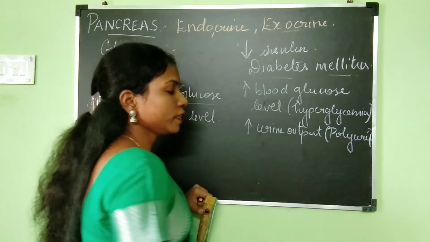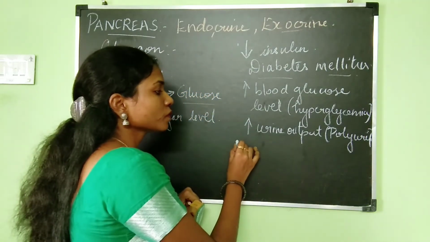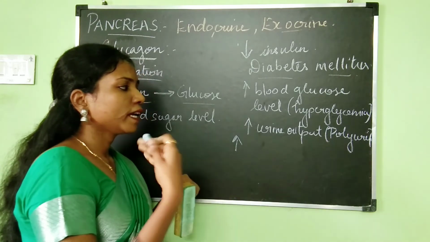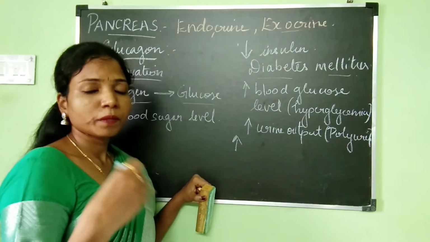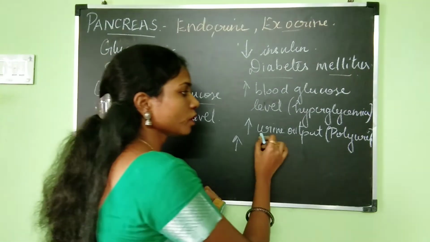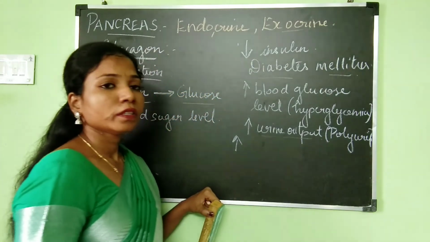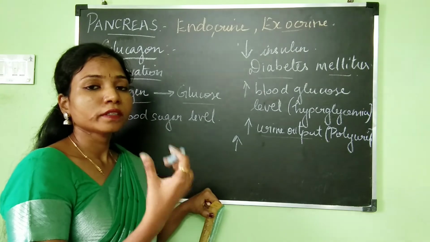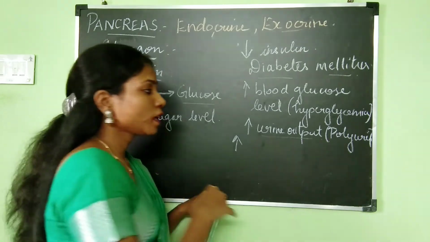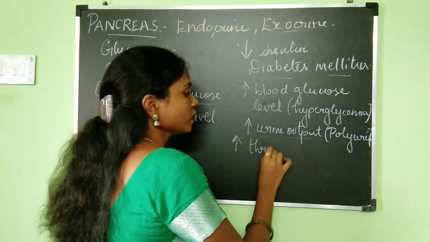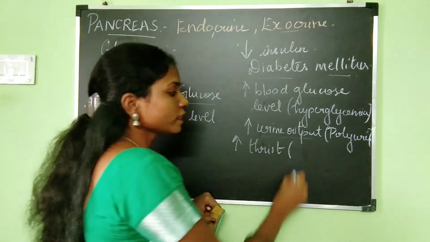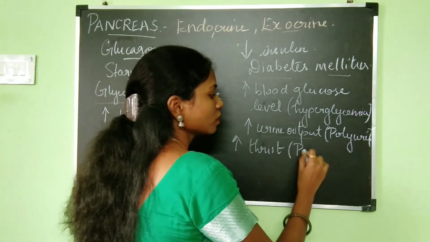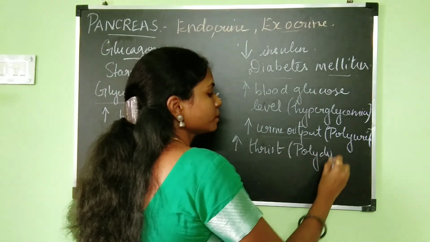This also we have already discussed. And as people suffering with diabetes mellitus are eliminating a lot of urine, they will feel thirsty. They want to drink more water. Their urge to drink more water is high. So they will have increased thirst, and that condition is known as polydipsia.